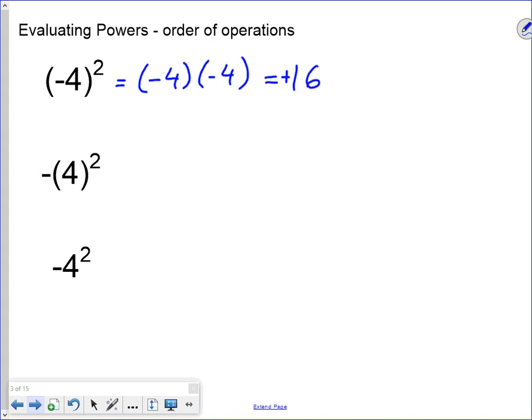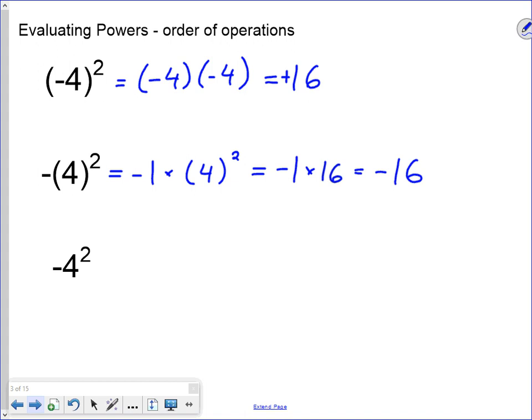In the second one here, notice the negative sign is not part of the base. It's out in front. So this is like negative 1 times 4 to the 2. Okay? If we're evaluating something like this, we have to do the exponent first. So 4 to the exponent 2 is going to be 16. We think of this as negative 1 times 16, which is going to be negative 16. So it's like that negative sign is just sort of hanging around out front until after we've evaluated that exponent.